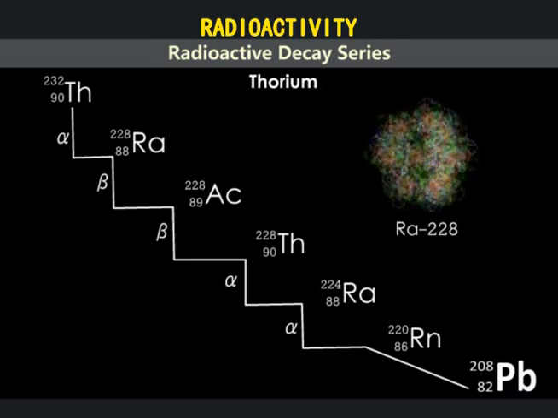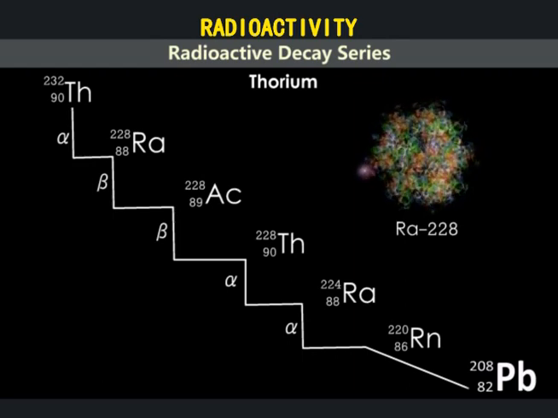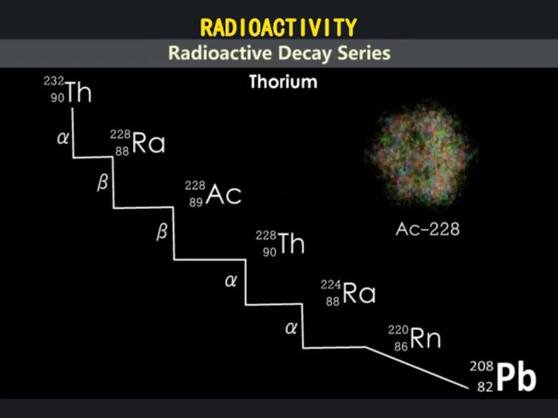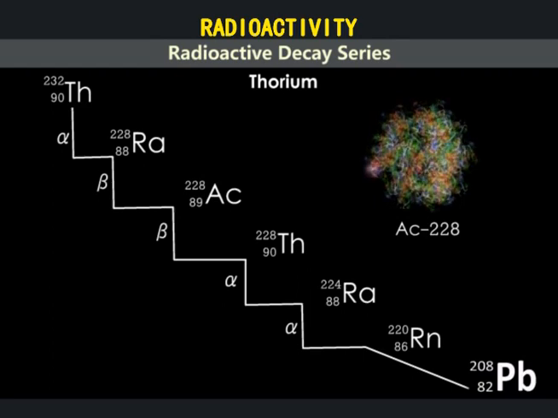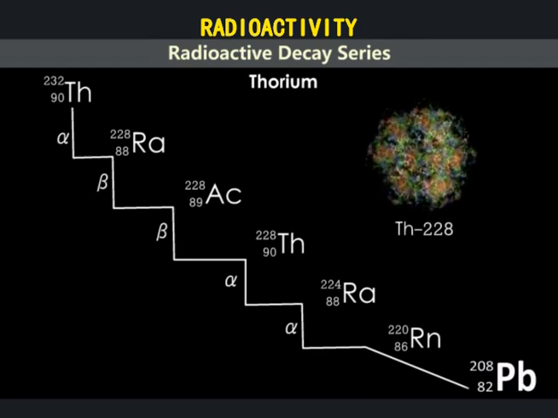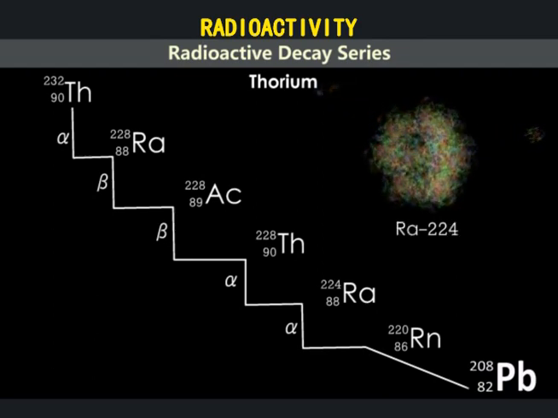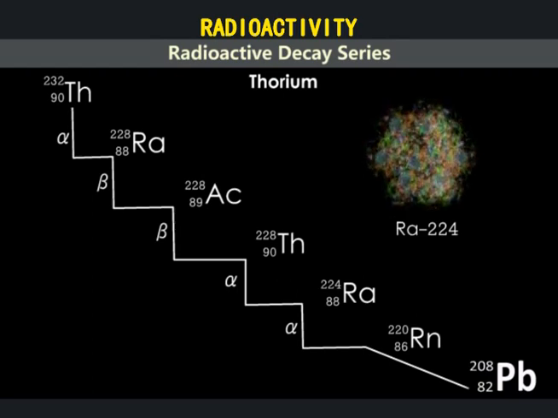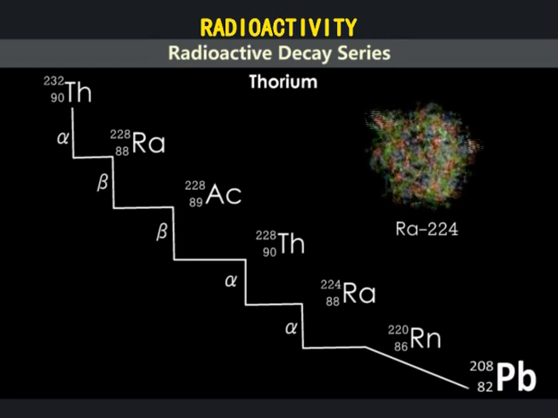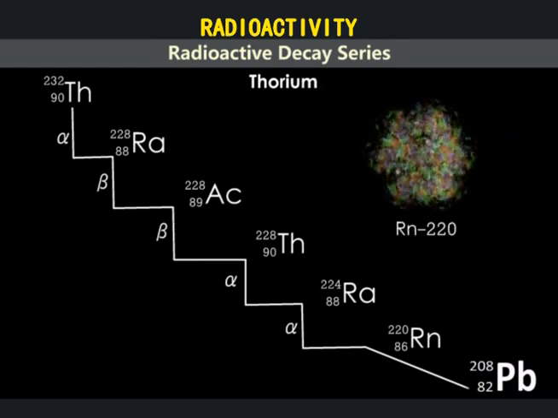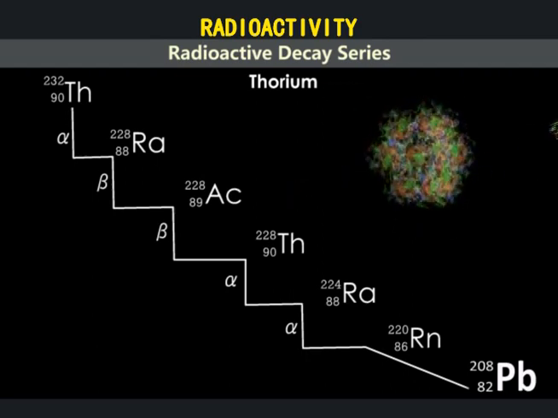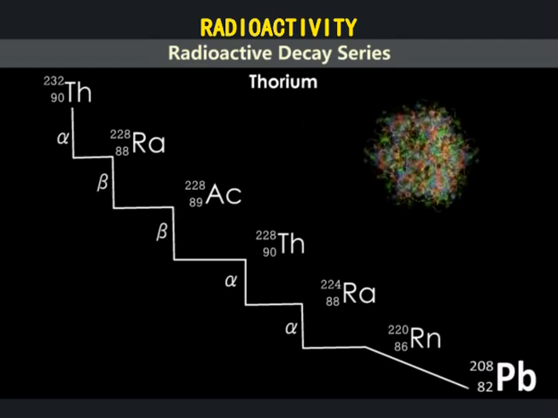Radium-228 is also unstable and undergoes a beta decay to form actinium-228. Actinium-228 is unstable as well. It undergoes a beta decay to form thorium-228. Thorium-228 is also unstable. It undergoes an alpha decay to form radium-224. Radium-224 is also an unstable isotope. It undergoes yet another alpha decay to form radon-220. This decay series continues until we get a stable nuclide, lead-208.